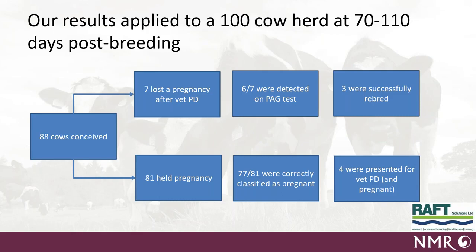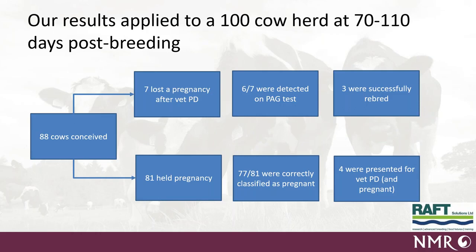The lower part of this slide shows what's happened effectively on the other hand. 81 of those 88 cows held the pregnancy, and of those 77 were correctly identified on the milk PAG test as being pregnant. So that means there were 4 cows that we would have pulled out. They went onto an action list, and at the next routine vet visit, the vet examined those cows and was able to very quickly say that all those cows were pregnant.